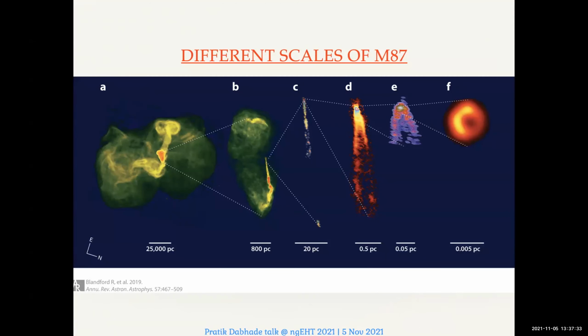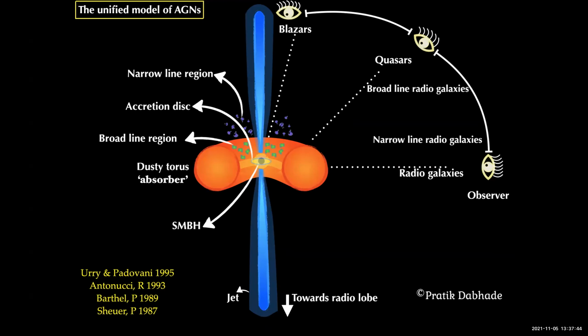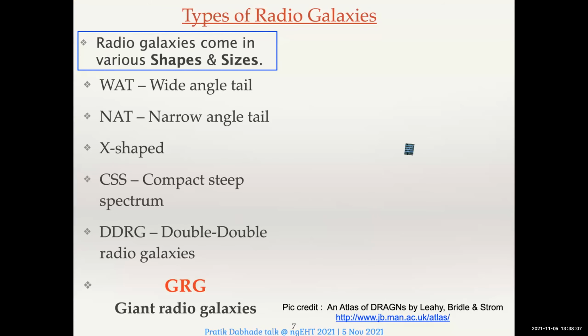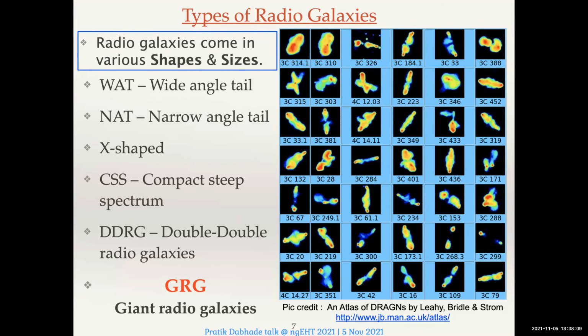The different scales of a radio galaxy have been explored with this particular famous object, which we are all familiar with, M87. And this is the general AGN unification paradigm, where we have classified objects as per the viewing angle. So we have blazars, which are viewed at a very small angle, then quasars, and then radio galaxies. We just heard about the torus in the previous talk. So radio galaxies come in all shapes and sizes.